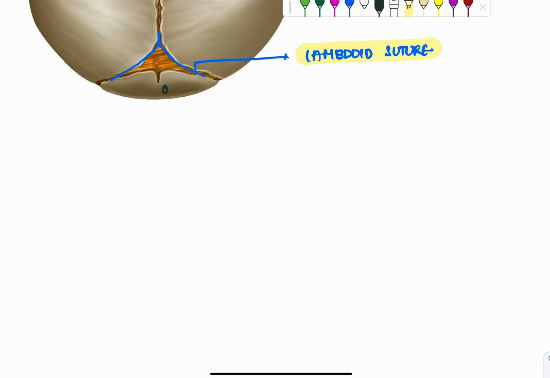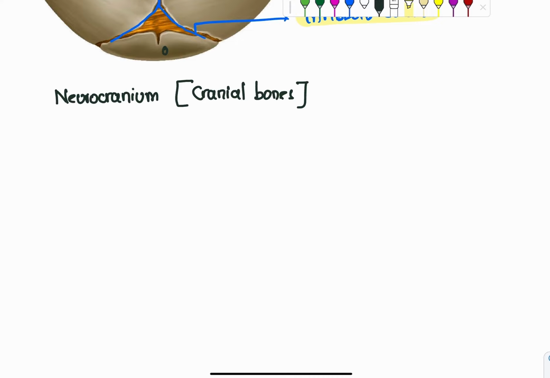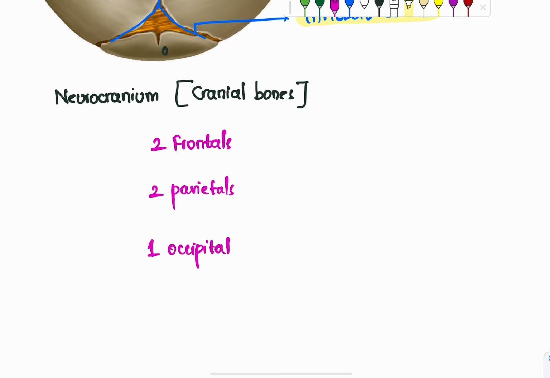So your cranial bones, which are also called as neurocranium or cranial bones, right? They are comprising of how many frontal bones, guys? They are comprising of two frontal bones. How many parietal bones? Two parietal bones, two parietals. And how many occipital bone? One occipital bone.